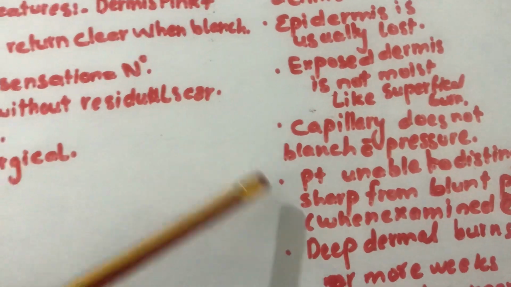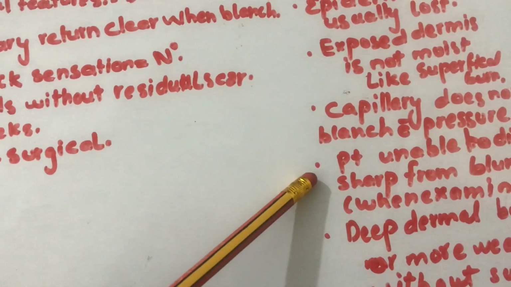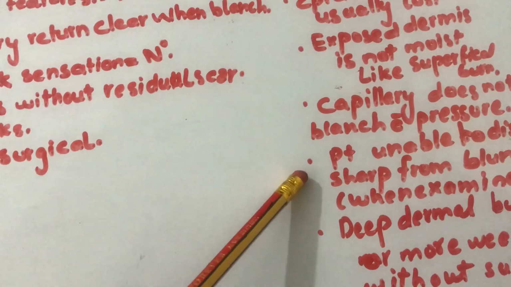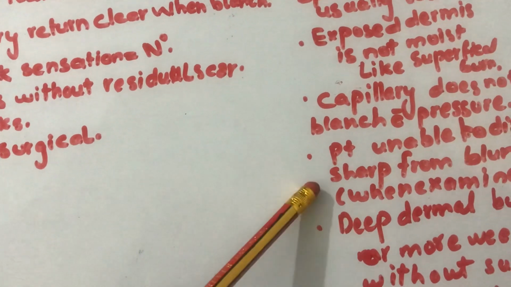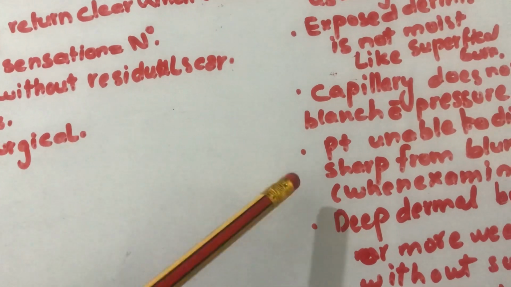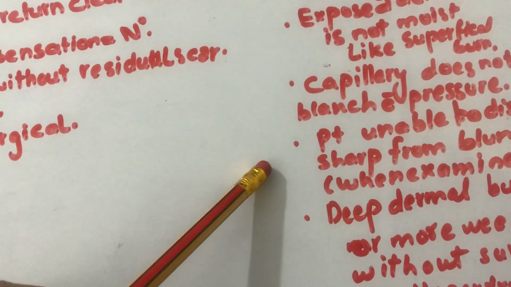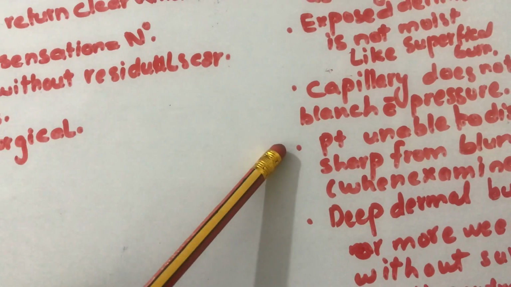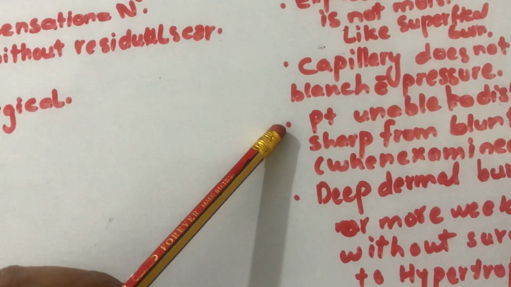And another test is the skin prick test, used when the patient is unable to distinguish sharp from blunt pressure when a needle is inserted on the skin. It is difficult for the patient to distinguish between sharp and blunt.